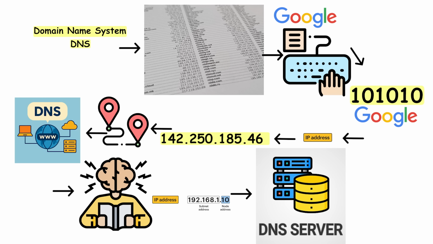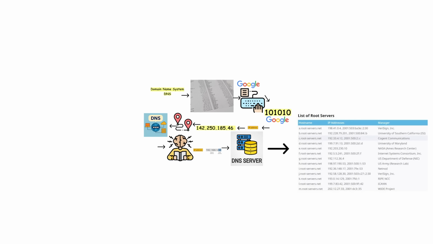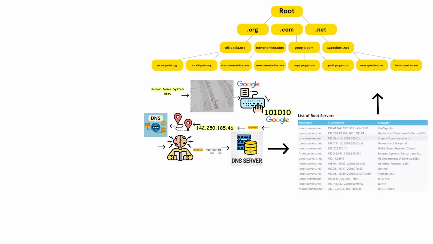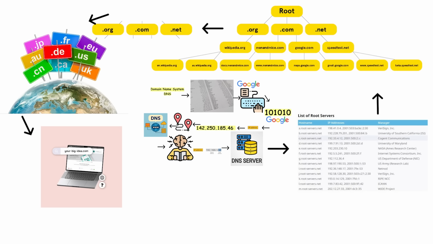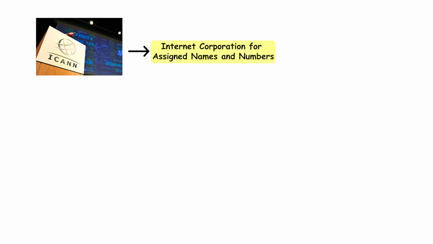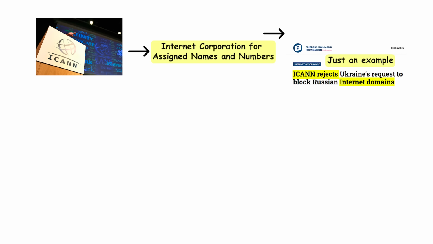At the very top of DNS sit the root servers. There are only 13 root server addresses worldwide, though each one is actually a cluster of many physical servers for redundancy. These root servers know where to find every top-level domain, things like .com, .org, .net, and country codes like .uk, .de, .it, .fr. When your computer needs to look up a domain, the query eventually traces back to these roots. ICANN, the Internet Corporation for Assigned Names and Numbers, coordinates this entire system.